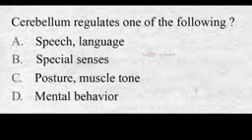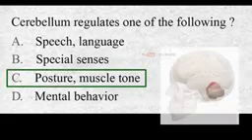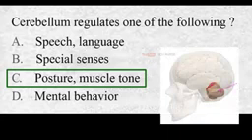Cerebellum regulates one of the following: A. Speech, language, B. Special senses, C. Posture, muscle tone, D. Mental behavior. And the correct answer is C. Posture, muscle tone. The cerebellum is the area of the hindbrain that controls movement, coordination, balance, equilibrium, and muscle tone.